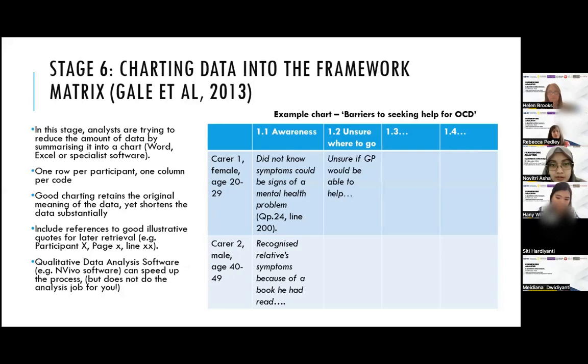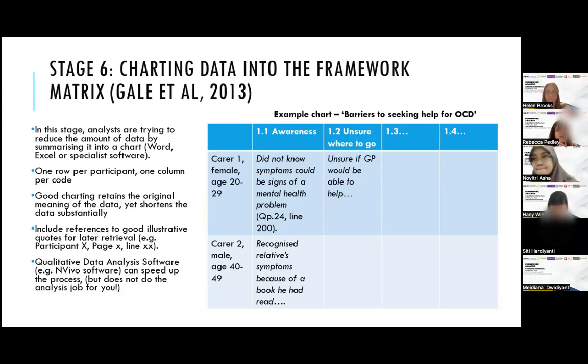So stage 6, this is charting into the framework. So these are the matrices. This is the point where you're producing the matrices that Helen mentioned earlier. So often you will produce one chart per category, and you're trying to reduce down the amount of data and make it more manageable, more usable to interpret in the next stage. So in these matrices, you've got one row per participant. Sometimes they're called cases. And as you can see in the far left column, you've got an example where you've got the participant's ID. So carer 1 in this example.